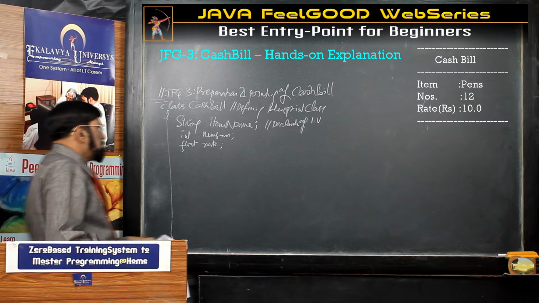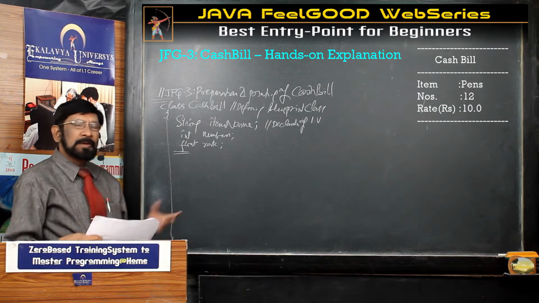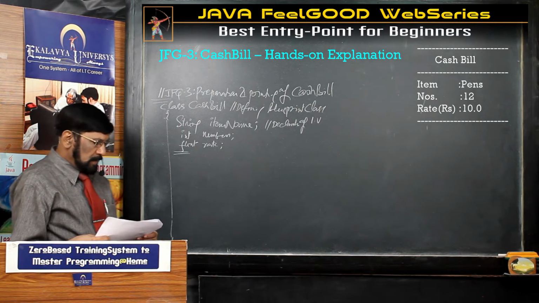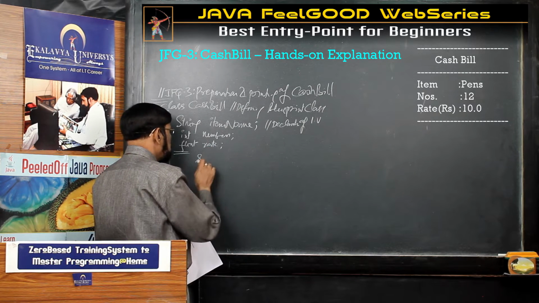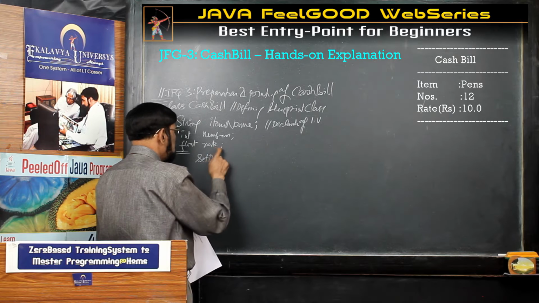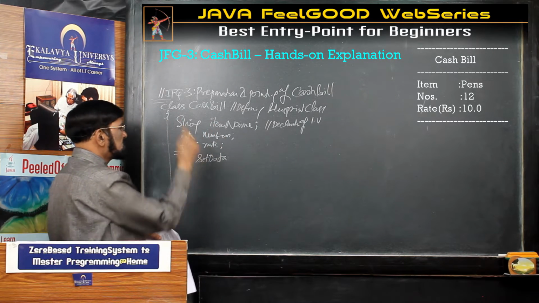Okay. Thereafter, one line gap you give. After every block, you give a line gap. It is like a paragraph division. Thereafter, the setData method you write. What is the purpose of setData? The setData method is meant for initializing the three variables.